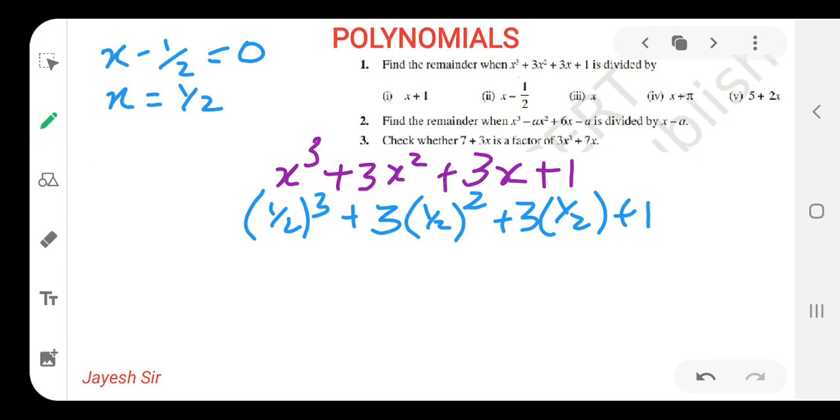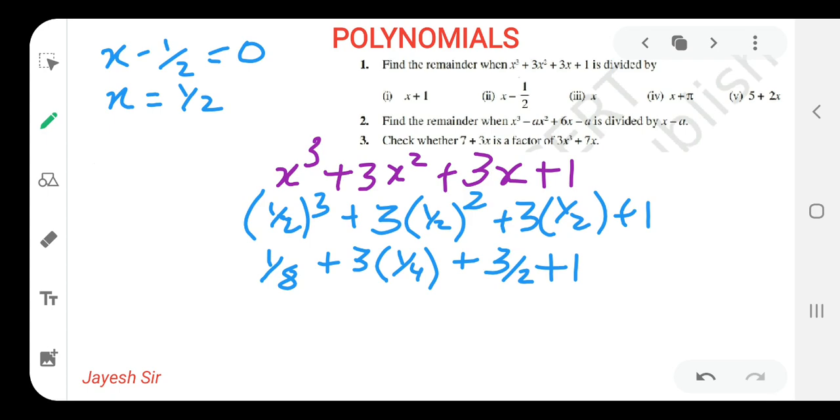Now we have to further solve it. We know how to find the cube of 2. The cube of 2 is 8, in the denominator, so it will be 1 by 8, plus 3 into 1 by 2 square, that means 1 by 4, because 2 is in the denominator so we square it there, and 1 square is 1. And 3 into 1 by 2 is 3 by 2, plus 1 as it is.